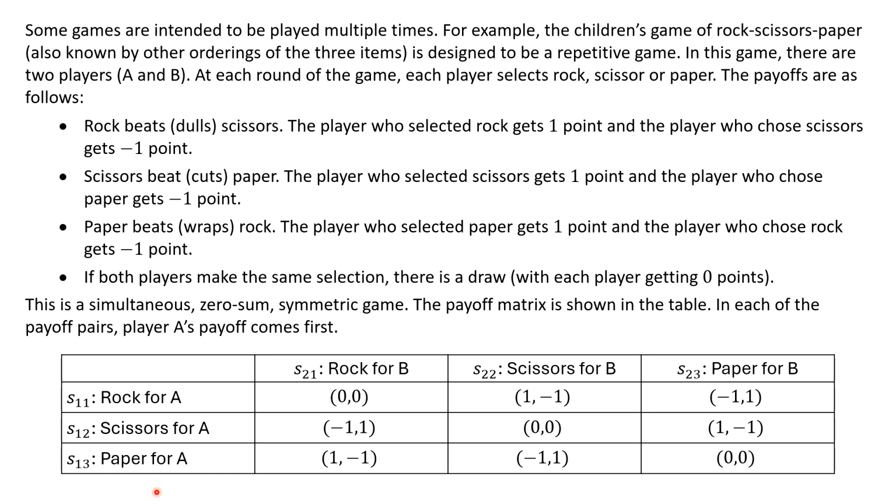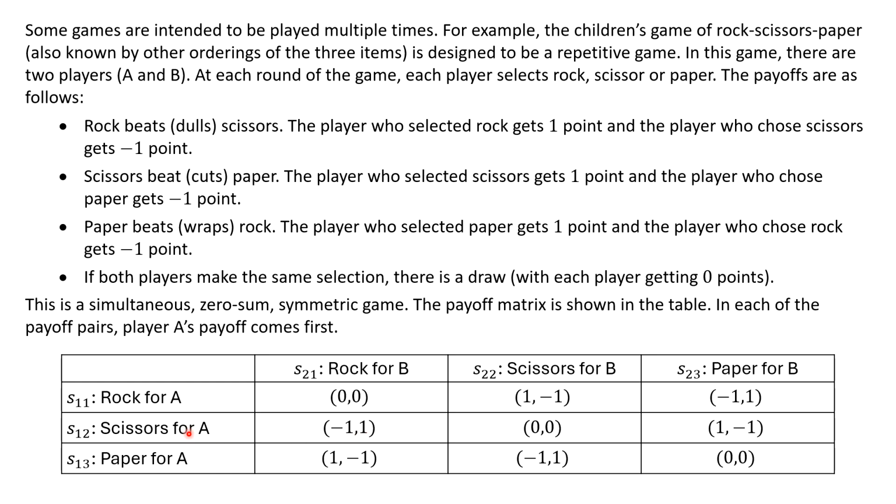And then I summarized it here. So I have A, the different choices for A and the different choices for B. And if they both do the same thing, we have 0, 0 as the payoff. But if A offers rock, then that would win against scissors. So A would get 1 point and B would lose 1 point. And if B put out paper and A put out rock, then A would lose 1 point and B would win 1 point. And then the other options are listed here.